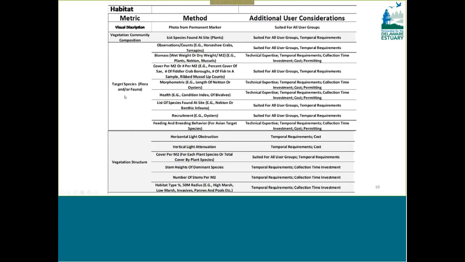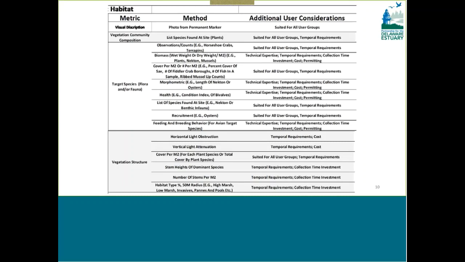You could have biomass, which can cover a lot of different things. You can cover different types of animals. It can cover vegetation. Percent cover is a nice, easy way to gauge the amount of vegetation that's there, or the number of animals: fiddler crab burrows, ribbed mussel lip count.